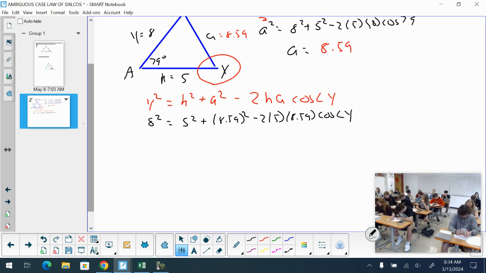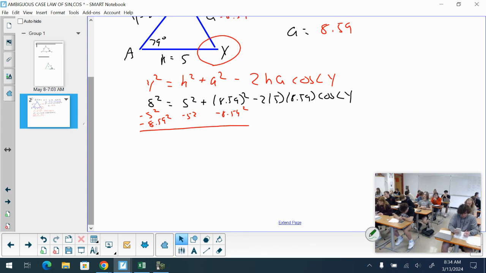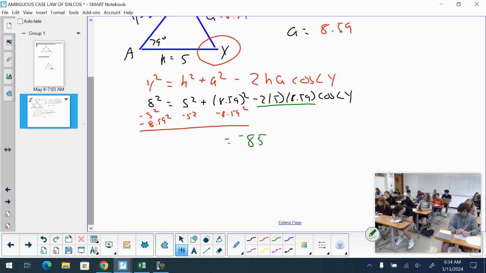And we need to solve for cosine of angle y. So, as we talked about before, take your 5 squared and 8.59 squared, take it to the other side by subtracting. And then also create a coefficient of your negative 2 times 5 times 8.59. Don't lose track of your negative sign here.